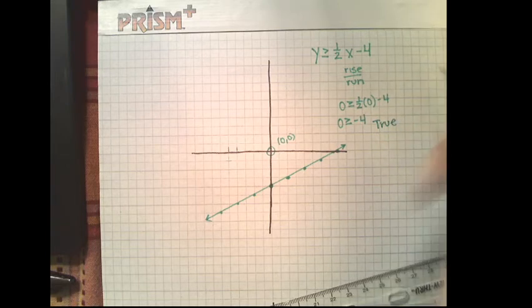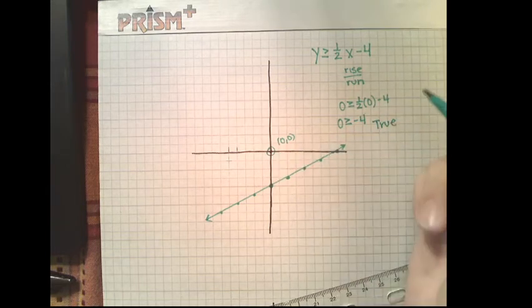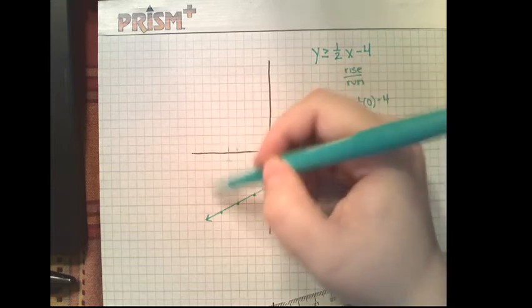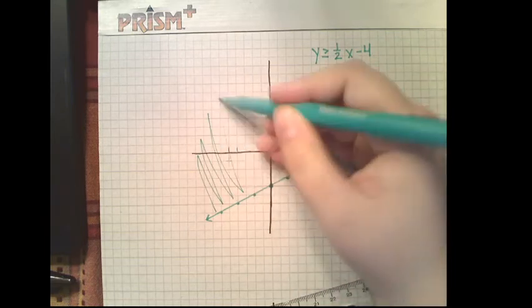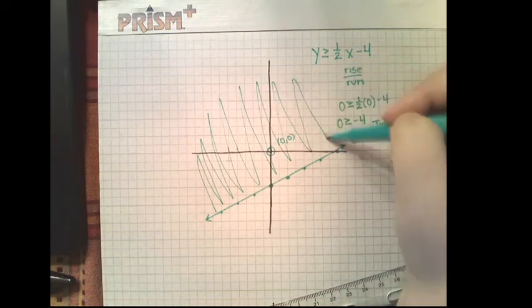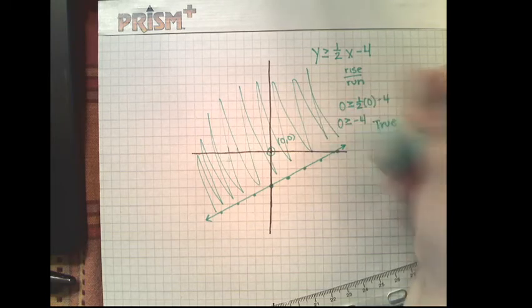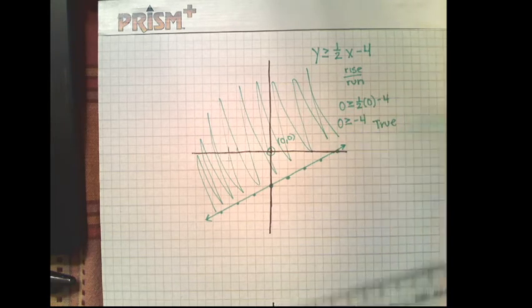And remember, when it's true, it is a point. So we shade the side that contains the point. If it's false, we shade the opposite side. So now let's review one more before I ask you to try it yourselves.